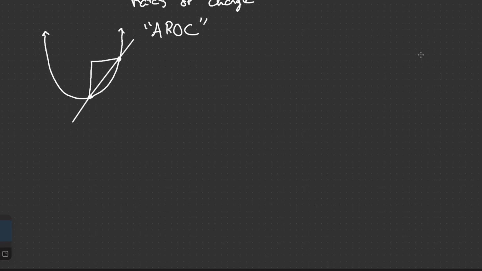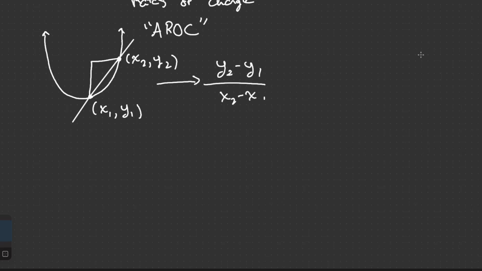And you can also write this as, let's say this point is x2 and y2, and this point here is x1 and y1. The slope of this line is given by y2 minus y1 over x2 minus x1. You might recognize this as your slope formula from algebra.